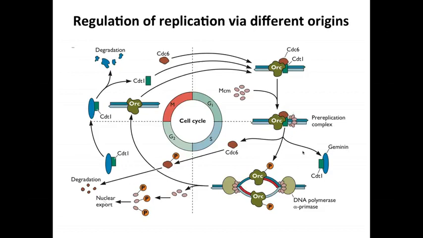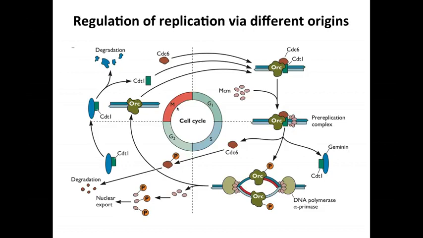In addition, there's an additional level of control afforded by this protein called geminin. Geminin is, again, a cell cycle regulated protein that binds to CDT1. So once a single cycle of replication has occurred and CDT1 is released from the replication complex, it's bound by geminin. It keeps it sequestered throughout the rest of the cell cycle. And only in M phase is geminin degraded, which makes CDT1 available for another round of replication.